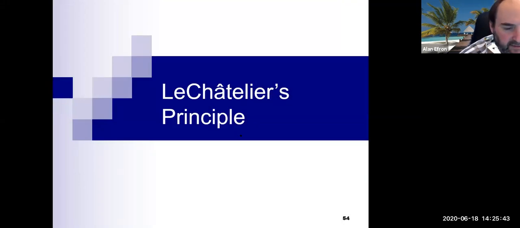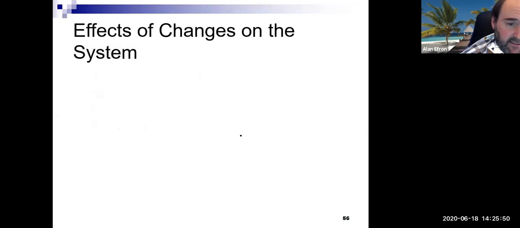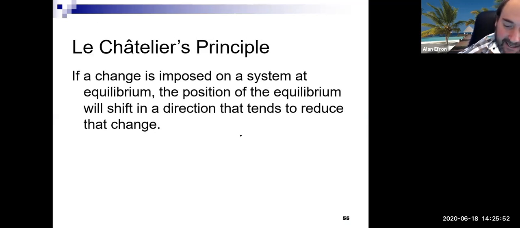Okay, so to finish out this chapter, let's talk about Le Chatelier's principle. Generally speaking, it is this: we have a system that has basically reached equilibrium, which again means that the rate of the forward reaction is going to equal the rate of the reverse reaction. And then what we do to this system that's at equilibrium is we stress it out.